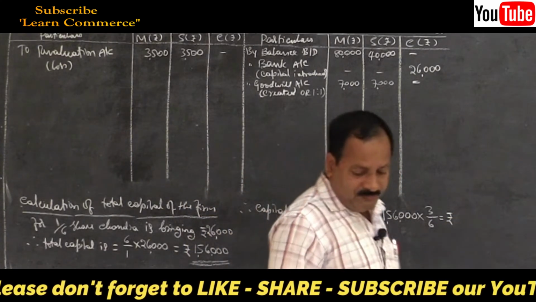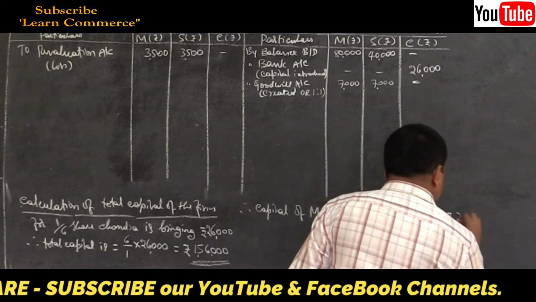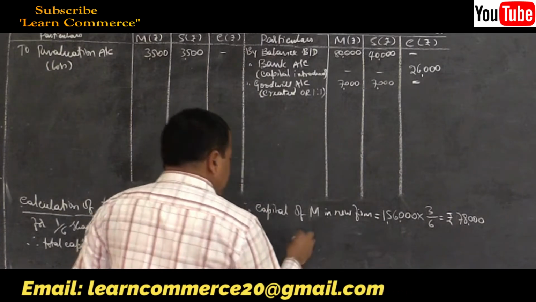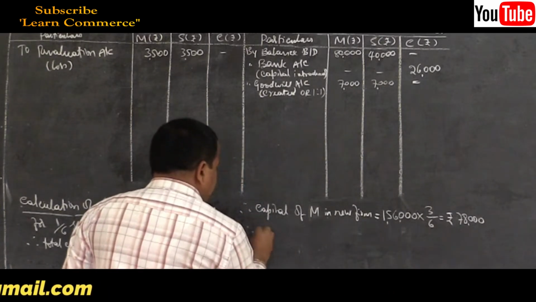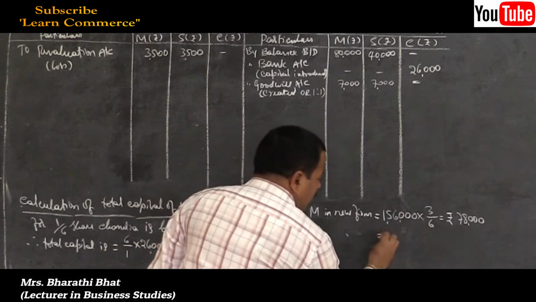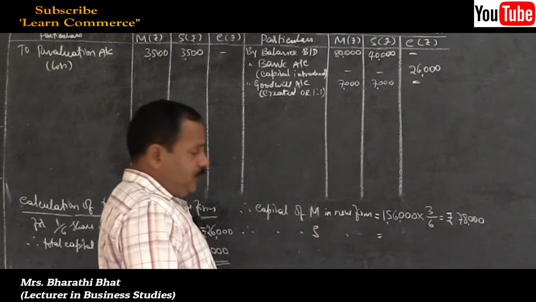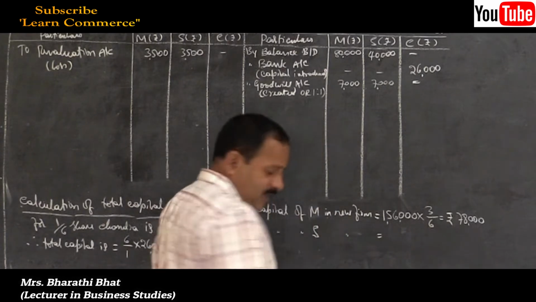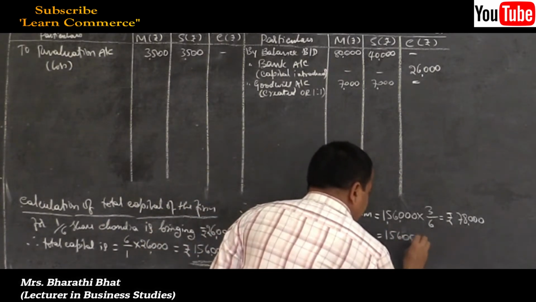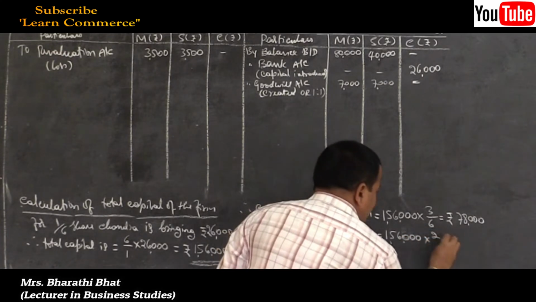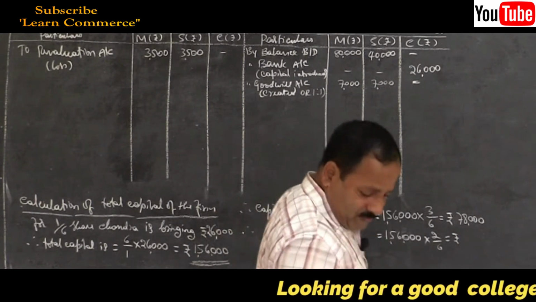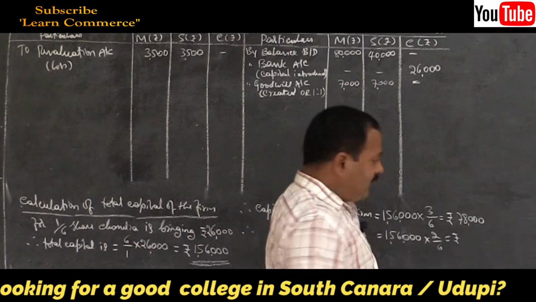It comes to 78,000. Then the capital of Surendra in the new firm is equal to 1,56,000 into 2 by 6, which is rupees 52,000.